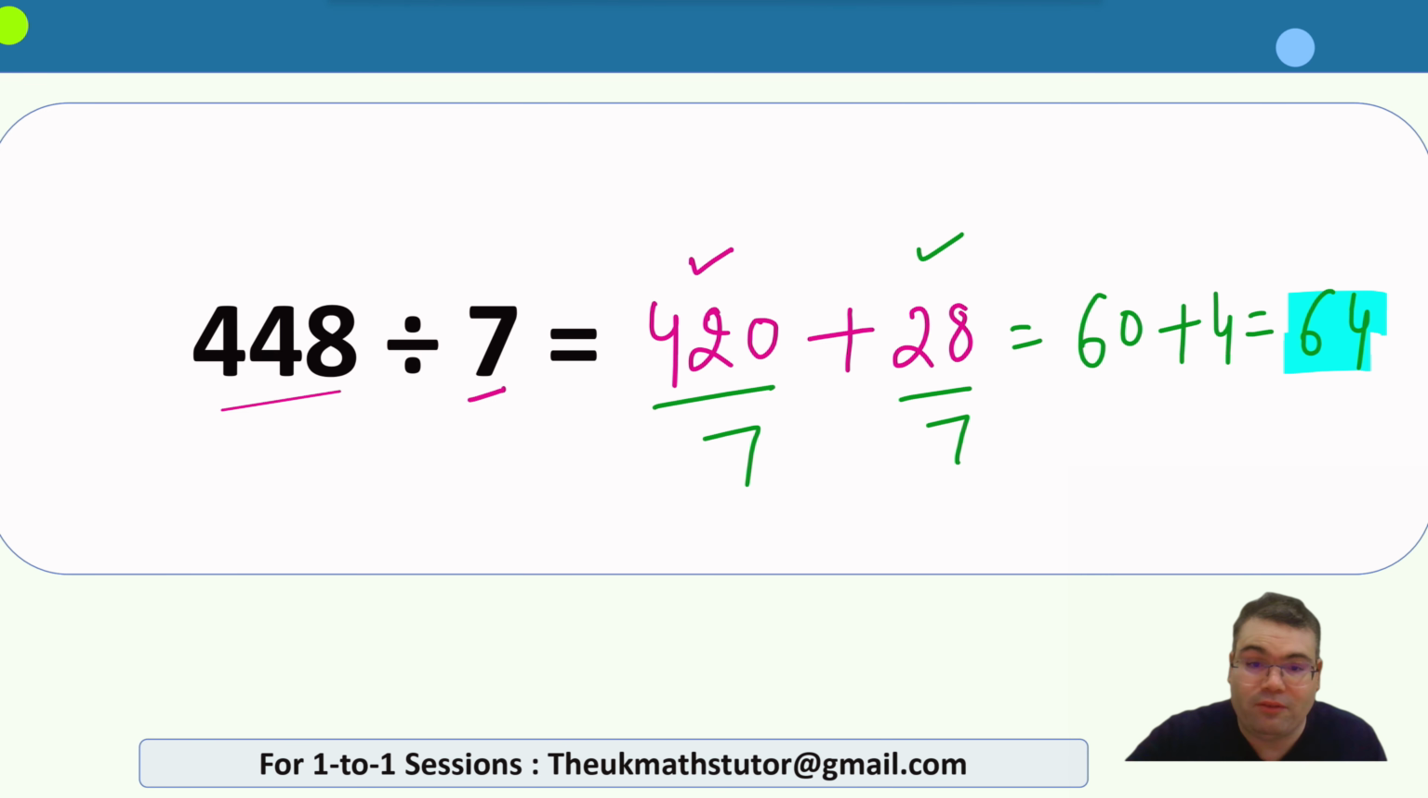Right? Can we divide this 448 into other numbers except 420 and 28? So the answer is yes. You can divide it into any numbers, but 420 we can clearly see is divisible by 7. So let's just divide in such a way that it's easy for us.